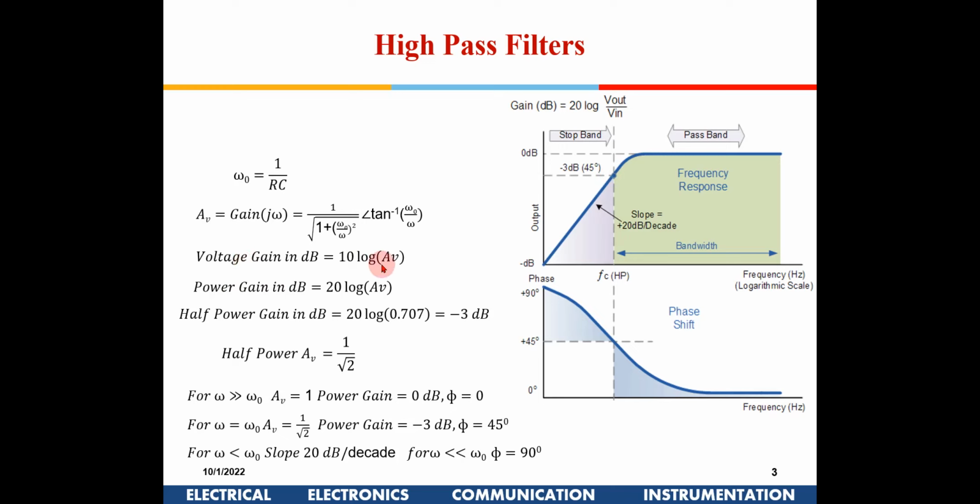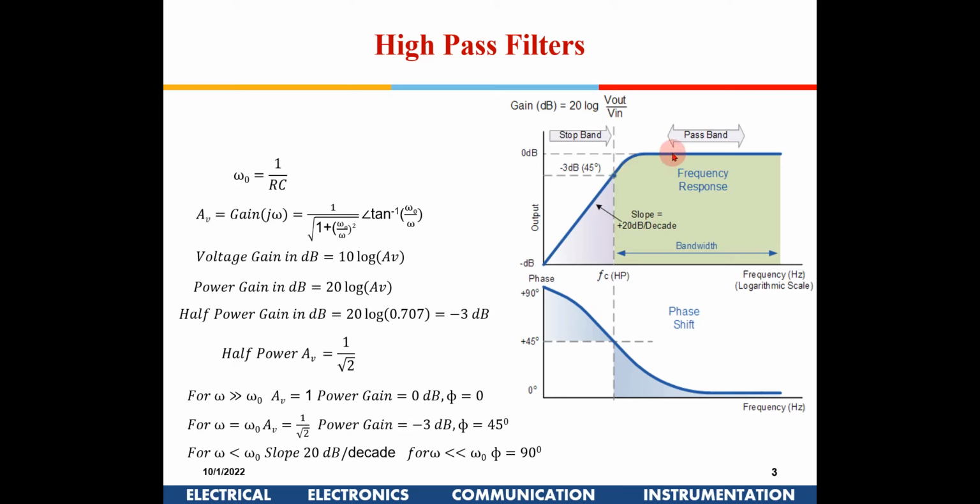So now we also know that voltages can be represented in dB as 20 log V, and power is represented as 10 log P. So if you consider a voltage gain of 1 by root 2, where the voltage falls to 1 by root 2, if I put this value in, it comes out to be 3 dB. So 3 dB corresponds to 50% power loss.